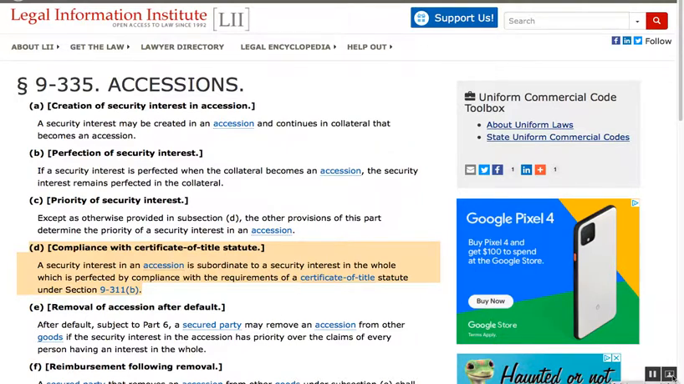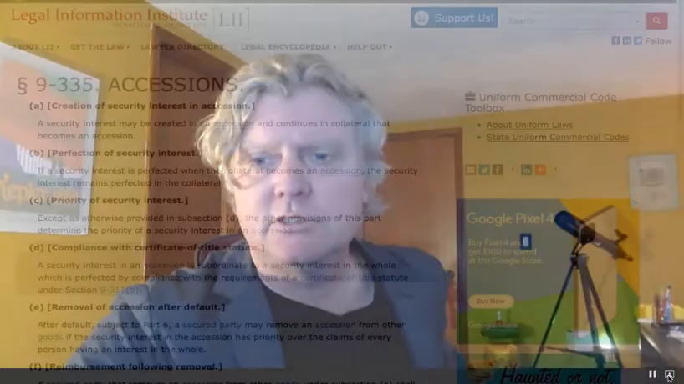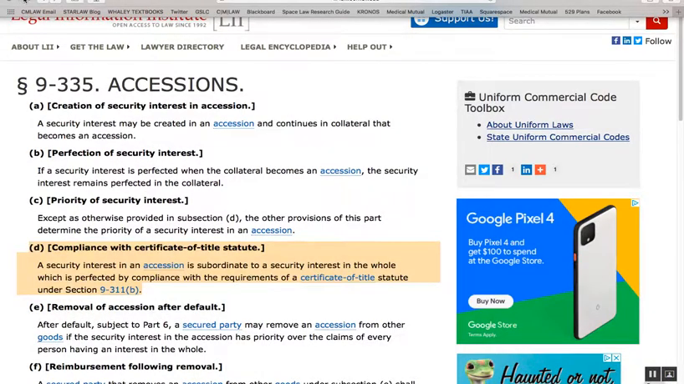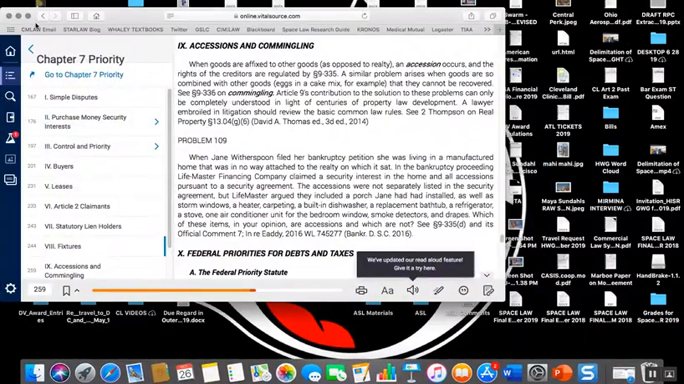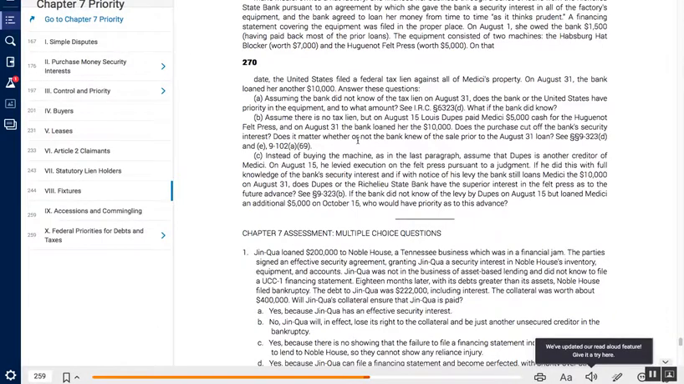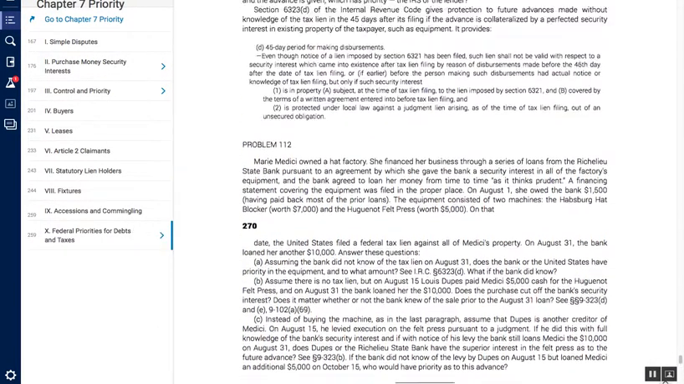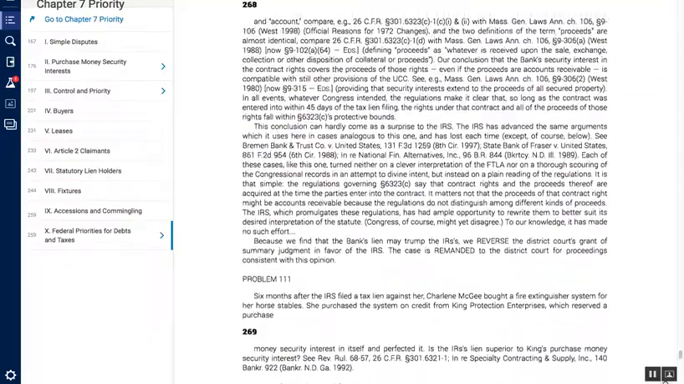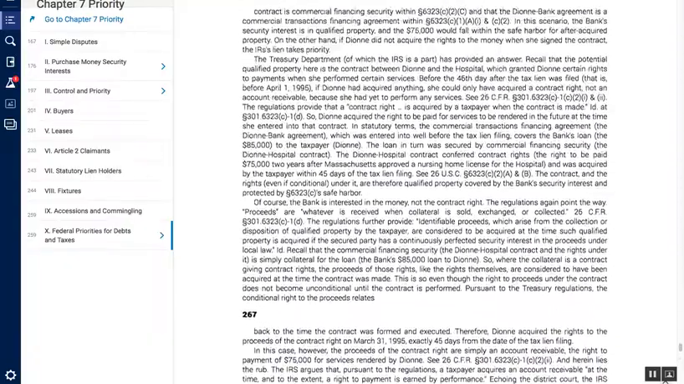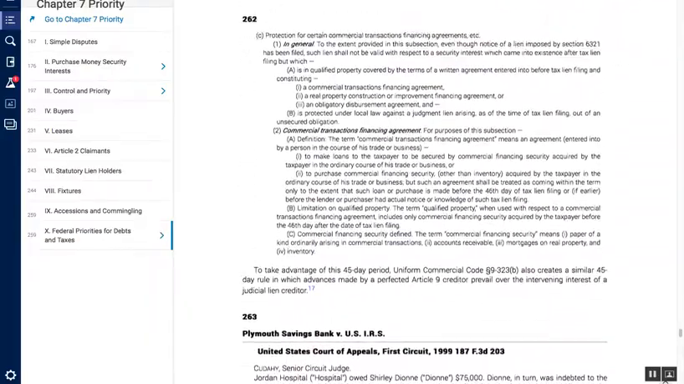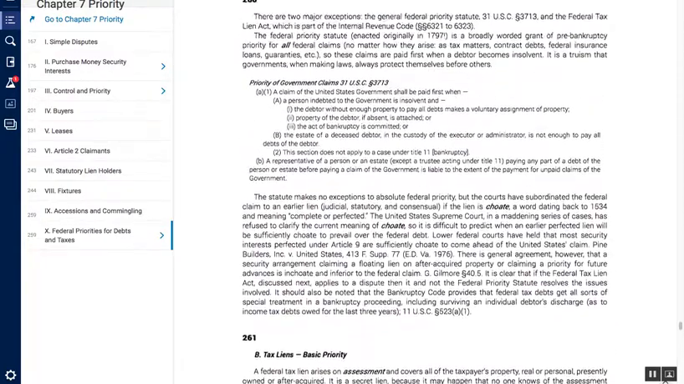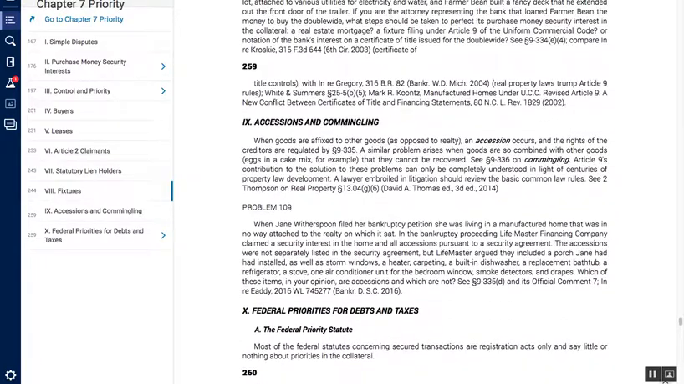So with that, let's turn to the problem. And let's see, what is the best way to get to this problem? This is it. Okay. And we have only one problem in the book about this issue, accessions. It's 109. I just had it up here, but I will find it. Accessions and commingling. Okay. Problem 109.